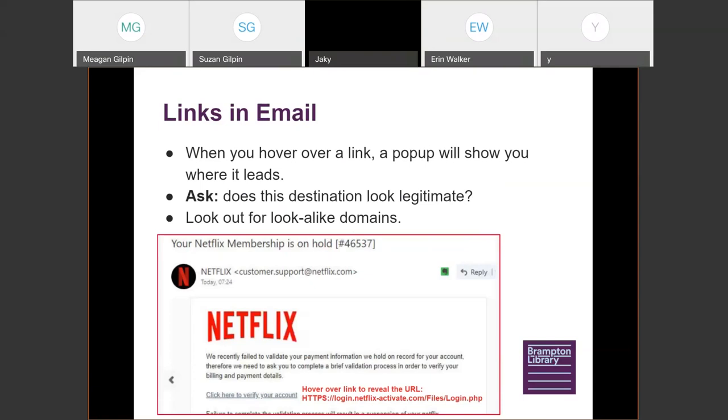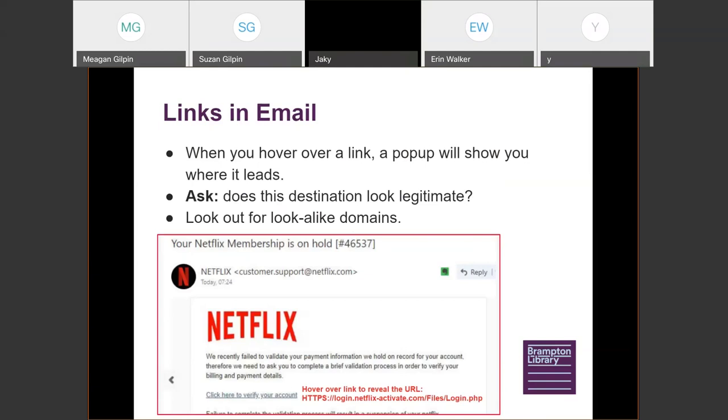So here on the screen is a very common phishing attempt from cyber criminals pretending to be Netflix. This one circulated widely and still does. You can see that it looks like it's an email that came from Netflix, and you're asked to click the link to log in and validate your payment information.